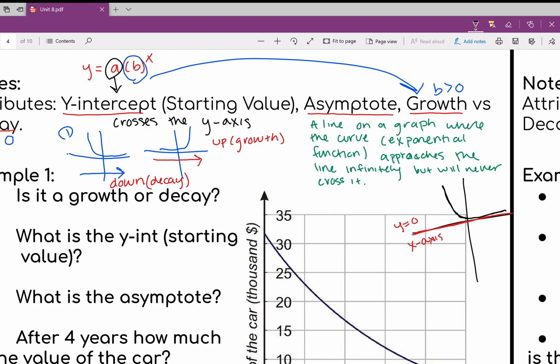So in Algebra 1, an asymptote in this case will always be y equals 0. We are not going to learn about asymptotes that are greater than that or less than that. Our graphs in Algebra 1 will never cross over the x-axis. Okay, so let's look at example 1.